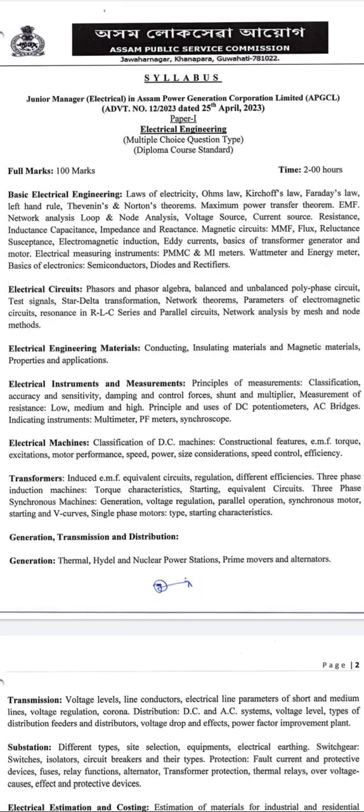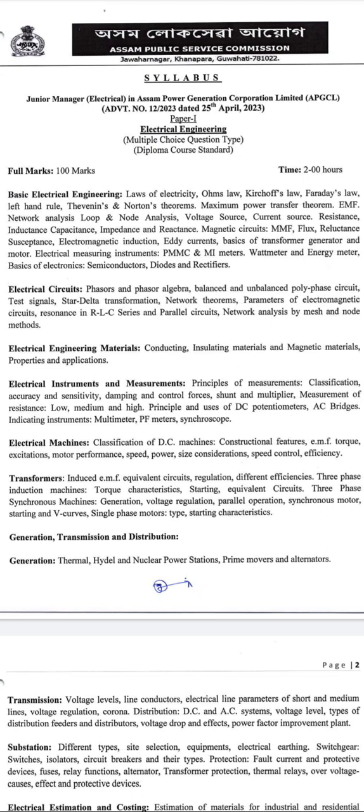Hi friends, this is the APSC syllabus for the post of Junior Manager Electrical in APGCL, advertisement number 12/2023, dated 25 April 2023. Paper 1: Electrical Engineering. This is based on multiple choice question type, diploma course standard. Full marks 100, time 2 hours.